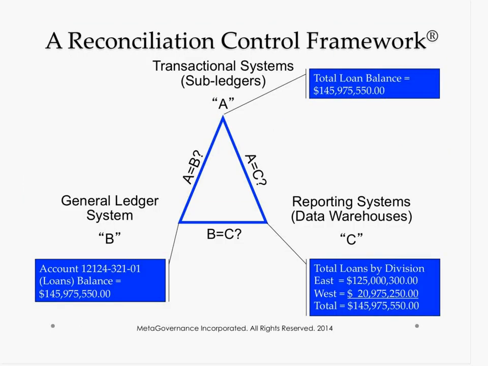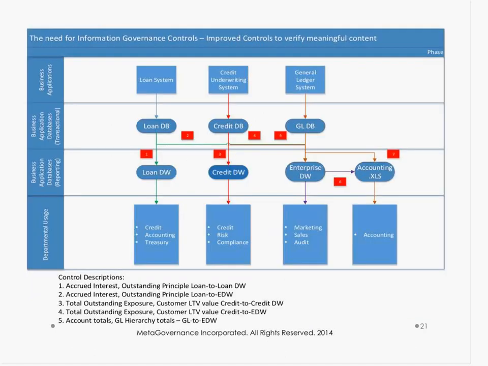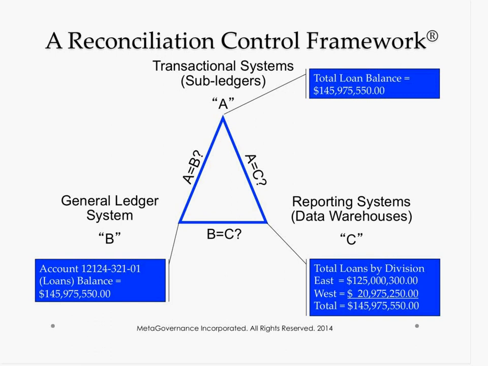Control framework. The idea here is that you have a triangulation that takes place between the ledgers across the transactional systems. If you step back and think about it, there would be A to A to A to A because data is duplicated across so many systems. An example here: the loan system and the credit system both would have member information, right? So that's an A to A scenario to a degree.